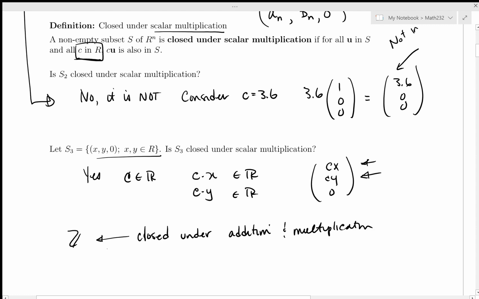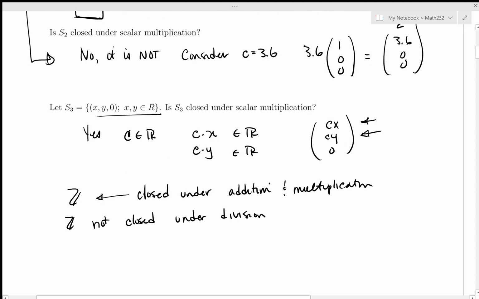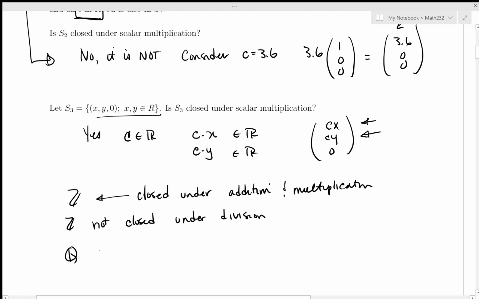But for example, Z is not closed under division, because I can take two integers, say 2 and 3, and I can divide them and get 2/3. 2/3 is not an integer, so it's not closed under division. Whereas, for example, Q is closed under division. I take any two rational numbers and I divide them and I end up with another rational number. So that one is closed under division. You can see there's a difference between Z and Q in terms of what operations they're closed under. Okay, that's the idea of closure.